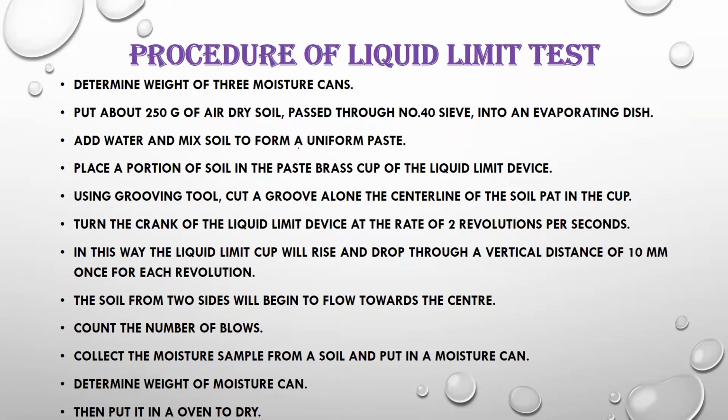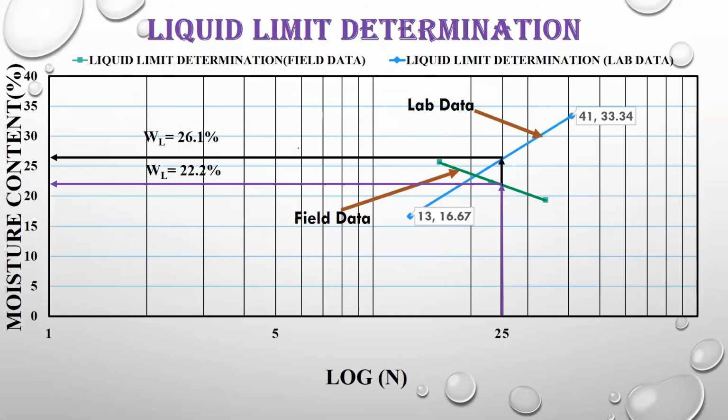In this way, the liquid limit cup will rise and drop through a vertical distance of 10 millimeter once for each revolution. The soil from both sides will begin to flow towards the center. Count the number of blows. Collect a moisture sample from the soil and put it in a moisture can. Determine the weight of the moisture can, then put it in an oven to dry.